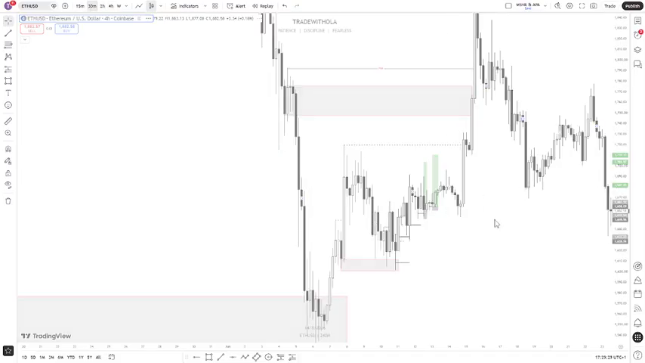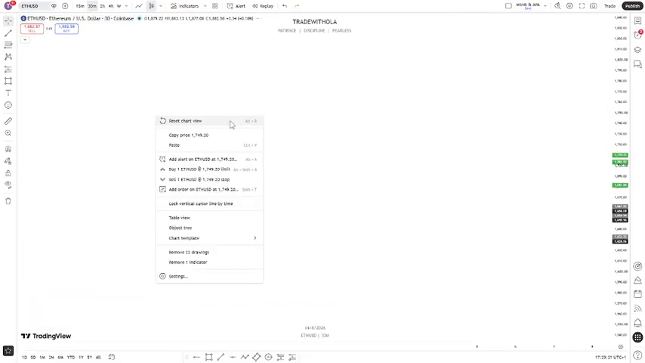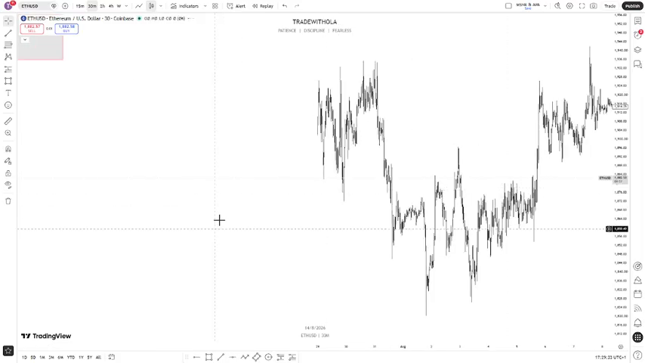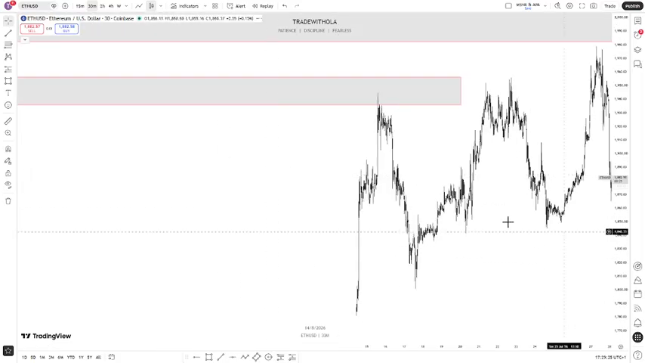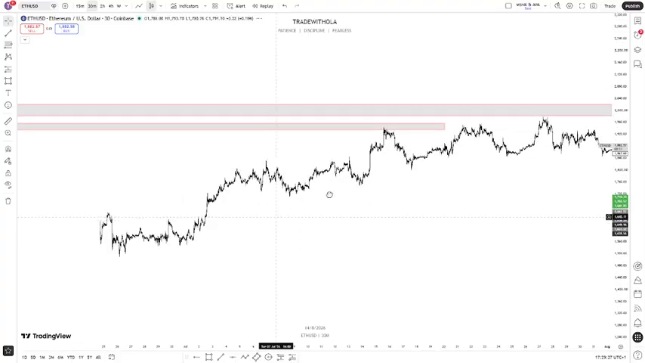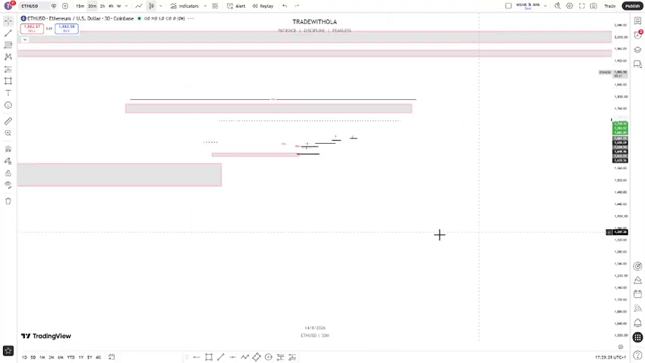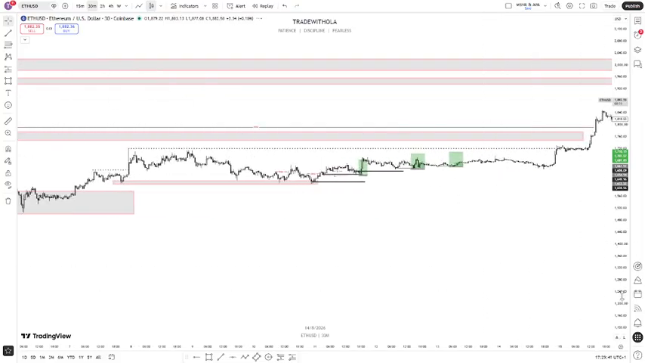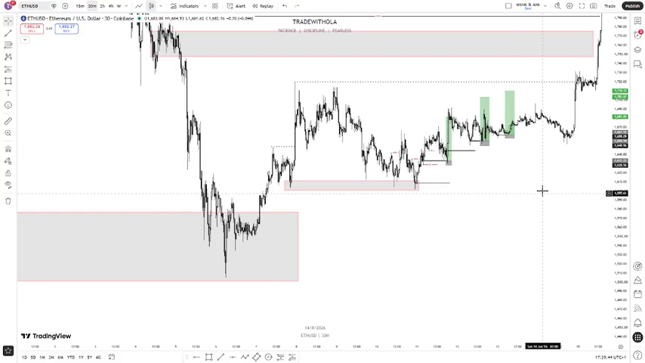That's why you see that I keep on buying till I take out the draw on liquidity there. So I take out the old draw on liquidity there. You can see how we mark out our key levels and how I start to trade. And mind you, the trend has not been confirmed yet though.